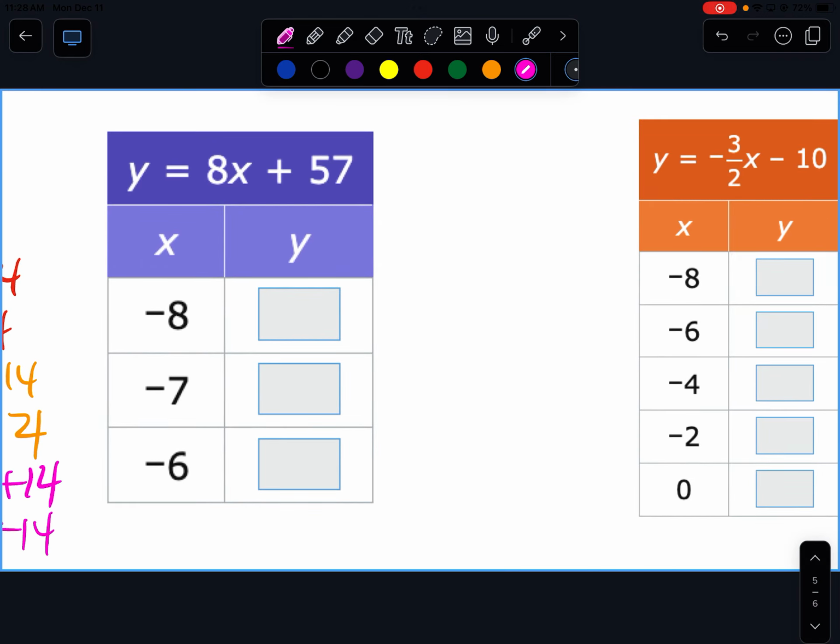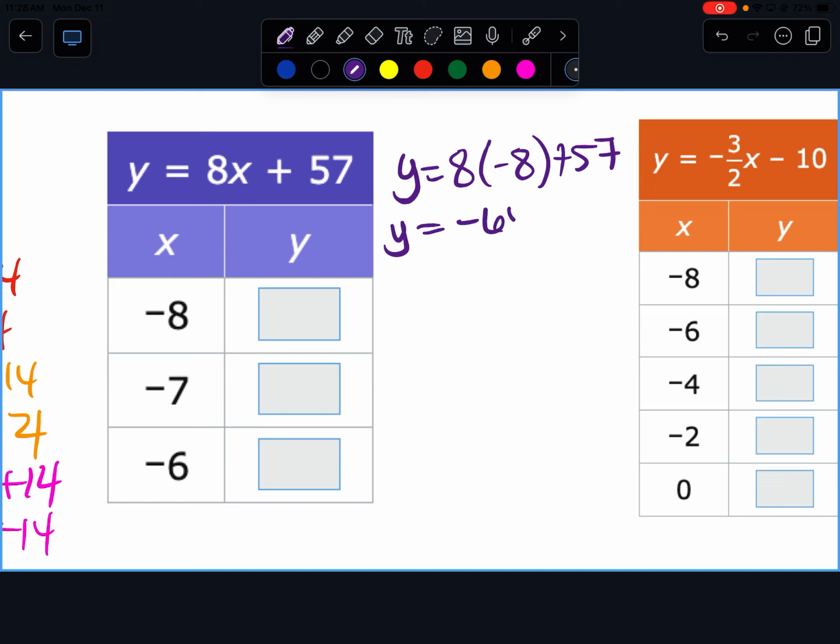This one, 8 times negative 8 plus 57 would be negative 64 plus 57. So that would be 64. That would get me negative 7.